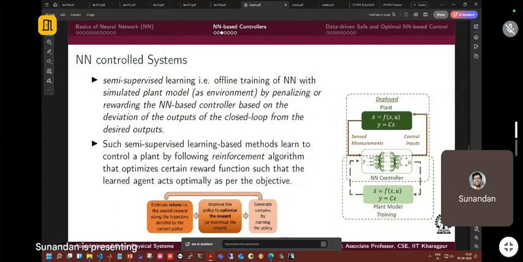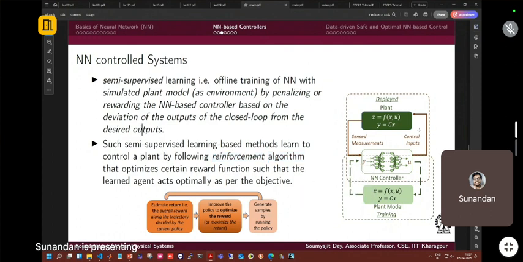So this is an important overview of what we are trying to do. There is semi-supervised learning as well. We can use reinforcement learning. Reinforcement learning is one kind of semi-supervised learning, a reinforcement algorithm that we often use to train controllers like this.